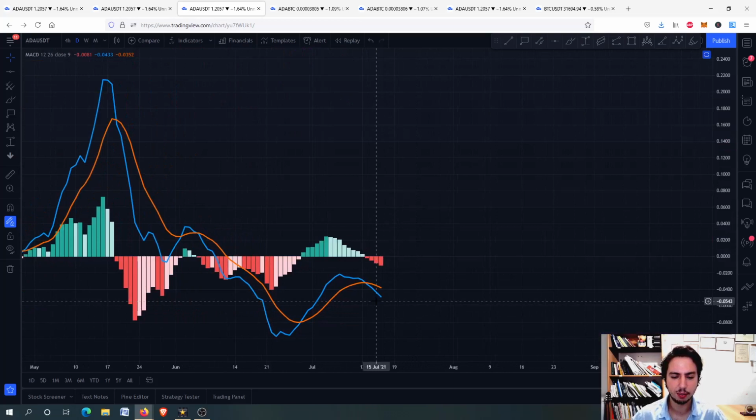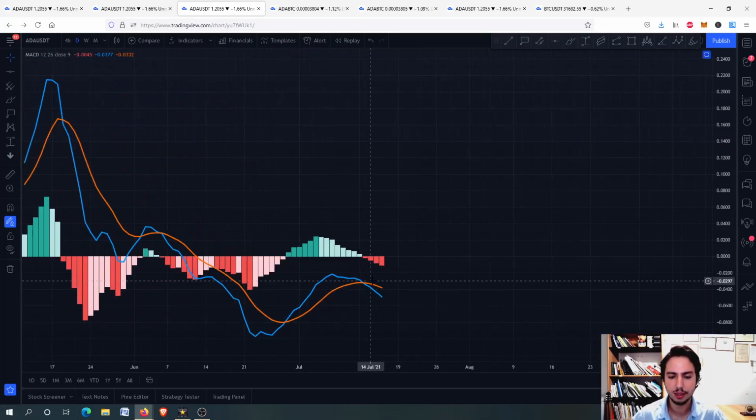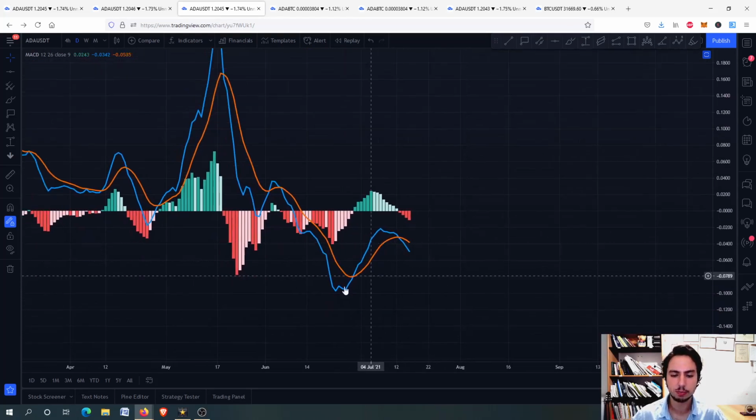You can see the MACD right there. We had a bullish cross, now we have a bearish cross, and the distance between the blue line and the signal line is not looking good, especially if we lose the support level here around 24th June to 25th June.